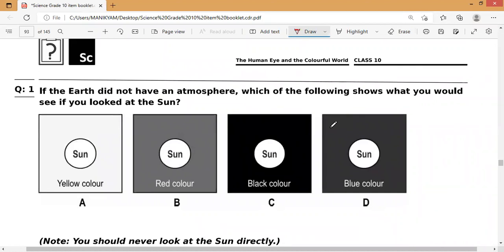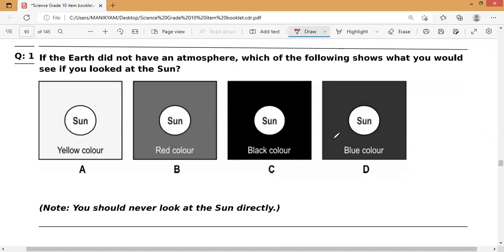Yes, everybody. If there is no atmosphere, what will happen? As I told you so many times, if there is no atmosphere, what is the answer? Everything appears to be black. Forget about the sun, everything appears to be black color. That's all. What is the answer? Option C. Clear?